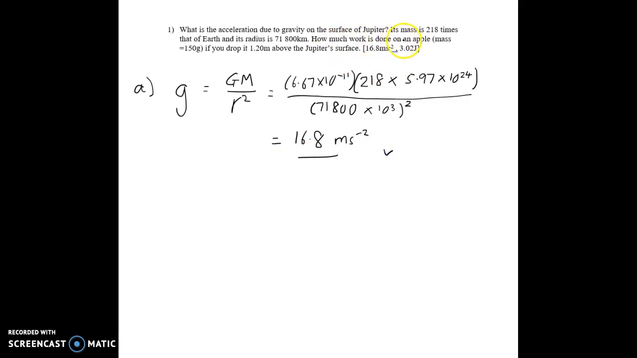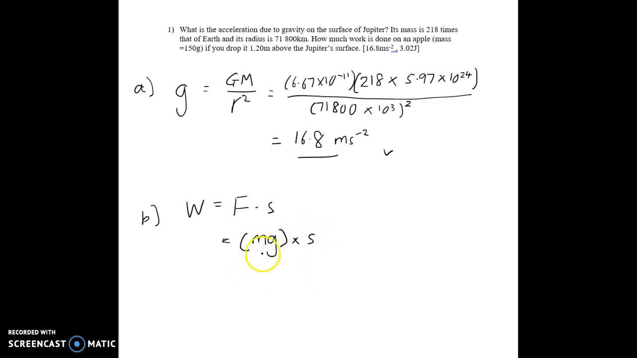Now, how much work is done on an apple if you drop it on the Jupiter surface? So what is work done? If you recap, work done is the force multiplied by the displacement, and these two must be parallel to each other. So what is the force that we are talking about? The force that we are talking about is the force of gravity that's acting on the apple. Force of gravity is mg, multiplied by the displacement, how far is displaced. Okay, and if you realize, this form is exactly the same as mgh, just that the notation is different. However, the physics is the same.